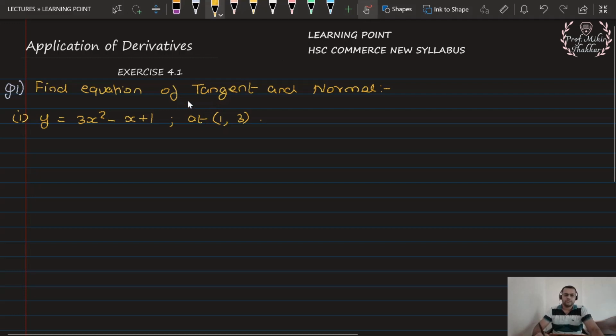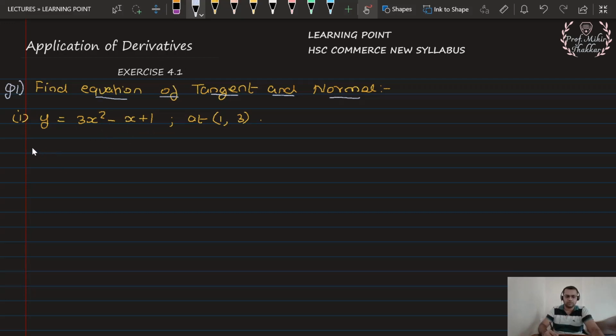Today we are going to see exercise 4.1 of application of derivatives, which is a part of your 12th commerce new syllabus. Now exercise 4.1 is based on the equation of the tangent and the normal for the given equation of the curve. Now this over here is the equation of the curve.